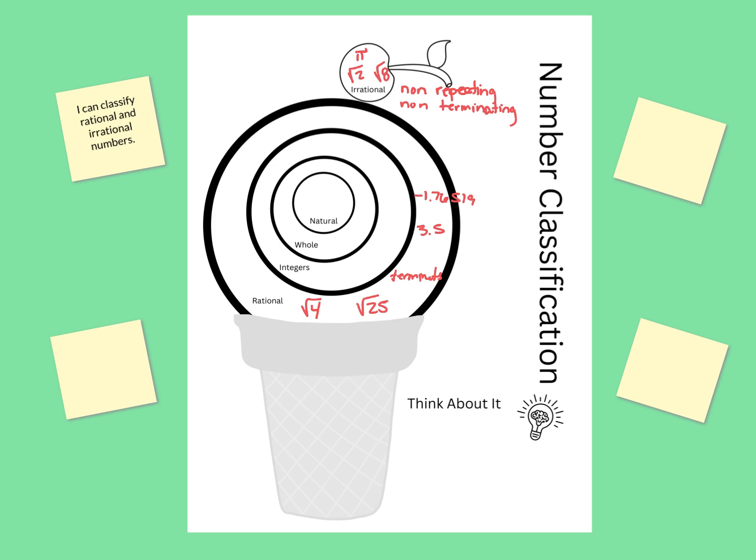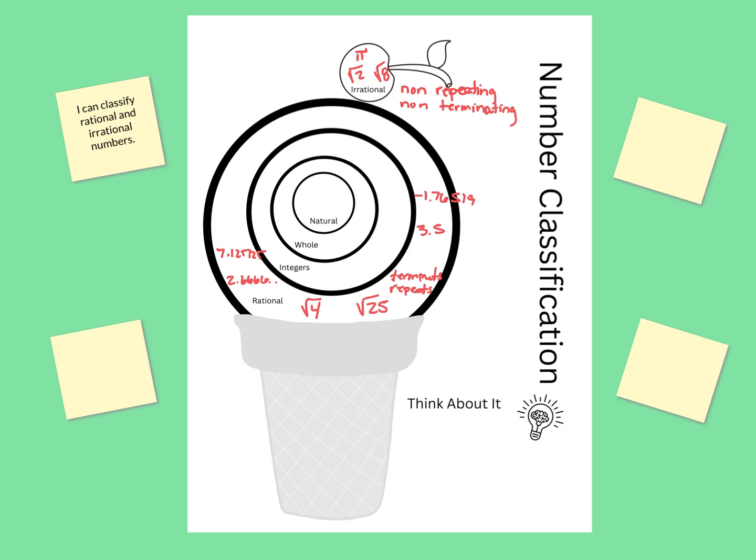Same with repeating. Let's say I have 2.6666. It can keep going, but if it repeats, it's rational. And it might not just be one number. Maybe it's got 3 numbers that repeat, like 7.125125 and so on. That's also rational because it repeats. So if it terminates or if it repeats, it's rational.